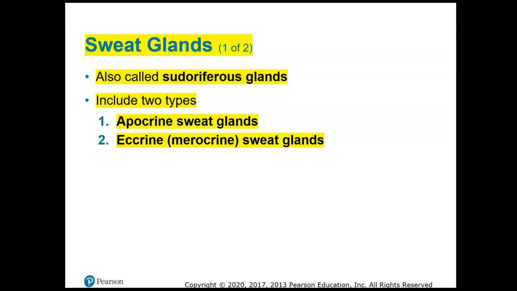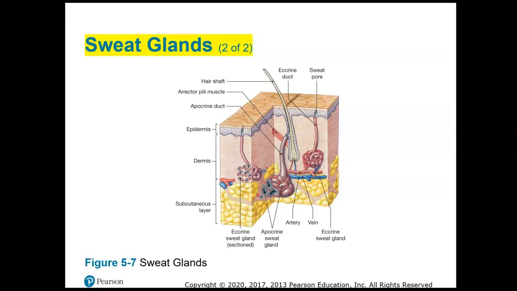All right, there are two different types of sweat glands or sudoriferous glands. They're apocrine and eccrine or merocrine sweat glands. The apocrine sweat glands produce the thicker sweat that tends to have an odor, but the eccrine or merocrine sweat glands produce the watery sweat.